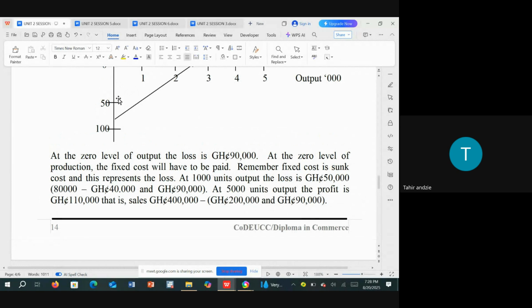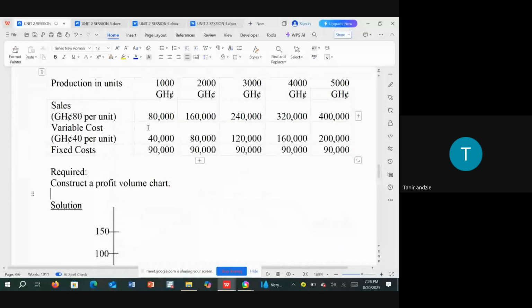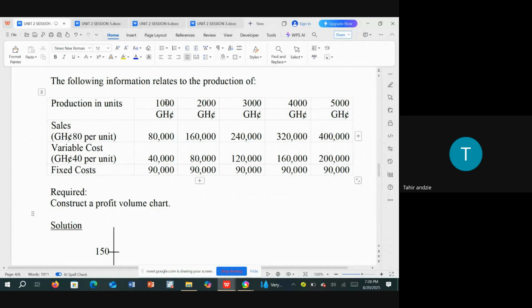Okay. And then you can just look at it. It is at 1,000 units. We have the sales revenue to be 80,000. And then fixed cost and variable cost together give a total cost of 130. So the loss will be 50. So you can just get the losses and then profits at various levels. That could also be done easily.